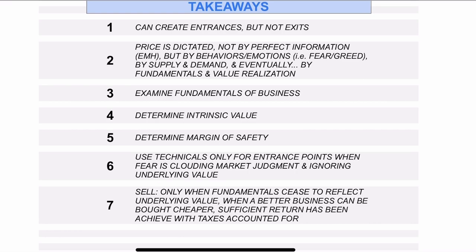Number 2, price is dictated not by perfect information. Again, the efficient market hypothesis. Price is not dictated solely by that. It's primarily dictated by behaviors and emotions, i.e. fear and greed. It's dictated by supply and demand, and eventually it is dictated by fundamentals and value realization. So a lot of times if you're a value investor, sometimes you have to wait 3, 5, 10 years for the market to realize the underlying value, but price doesn't always factor in everything perfectly. And that's something we need to realize as value investors.